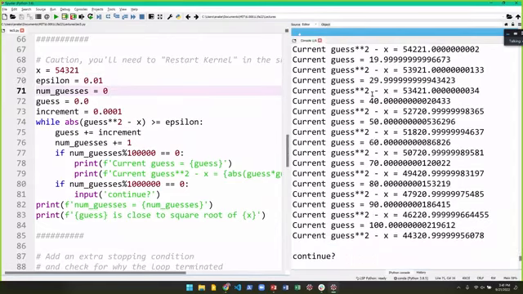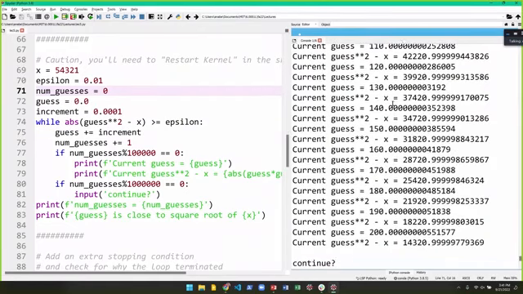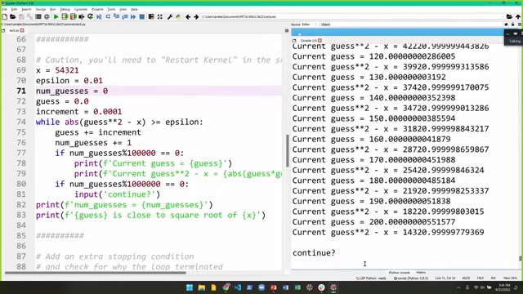Let's continue. So then we make more guesses. And then here, when my guess is 100, I am about 44,000 away from x, from 54. So looking good. Let's continue. So with 120, I'm 39,000 away from x. With 200, I'm 14,000 away from x. So it's looking much better, right? I'm getting closer and closer to getting that difference being 0 or 0.01.